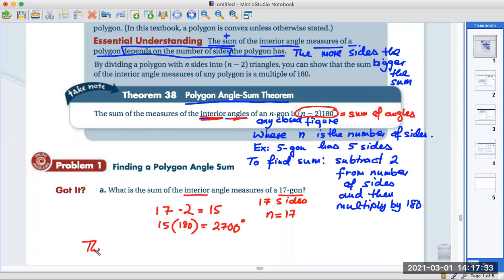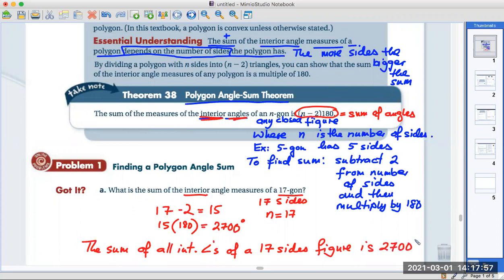The sum of all interior angles of a 17-sided figure is 2700 degrees. Okay. Okay, next page.